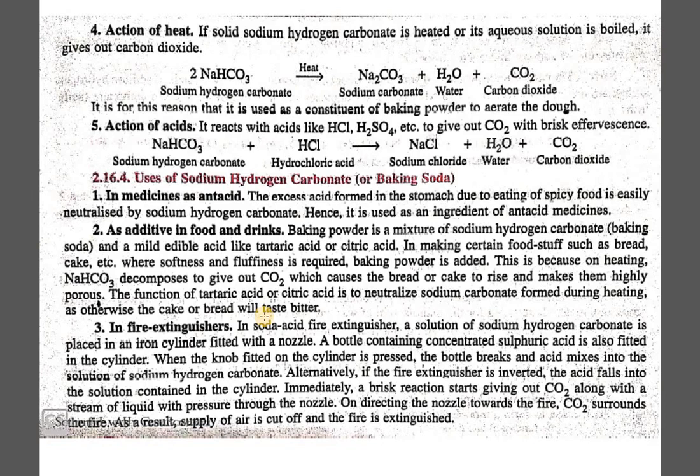So baking powder, which is a mixture of sodium bicarbonate and a mild edible acid, is used in different kinds of food materials, especially to make them porous and fluffy. Now, the next use of sodium bicarbonate is in the fire extinguisher because it is able to produce carbon dioxide. Sodium hydrogen carbonate is used in the soda acid fire extinguisher, wherein an acid base reaction goes on, producing carbon dioxide which leads to the fire getting extinguished.